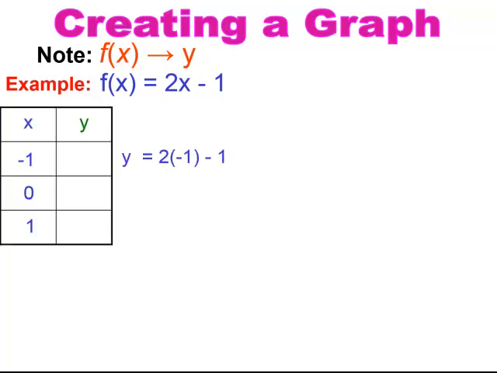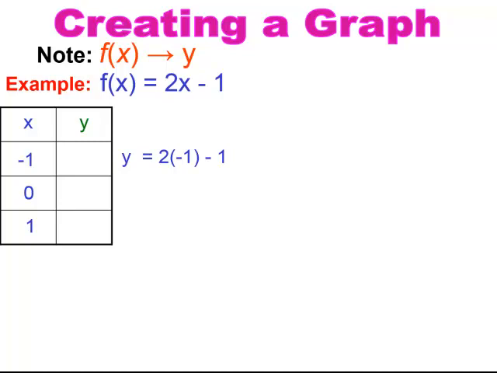So when I'm doing a table of values, instead of having f of x, I'm going to use y. And my x values, I'm going to choose my own x values. When I choose my x values, I like to choose a negative x value, I like to choose 0, and I like to choose 1 so that I know what's happening on all sides of the coordinate plane. You want to know what's happening on the negative side of the x-axis, you want to know what's happening at the origin, and you want to know what's happening on the positive side of the x-axis.